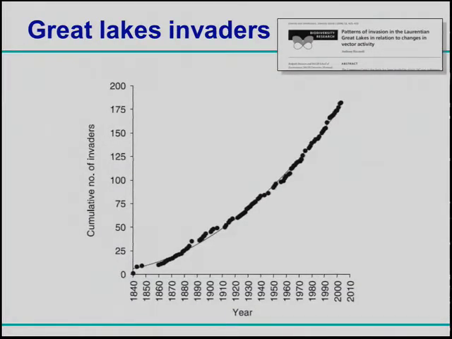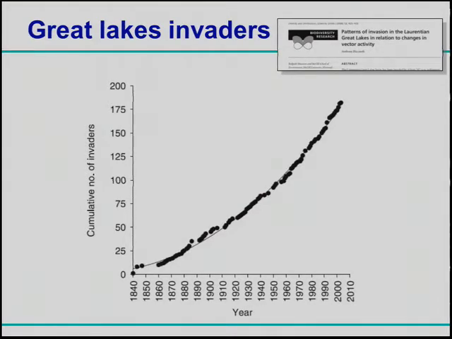The Great Lakes, from an aquatic standpoint, have a long history of aquatic invasive species introductions. This is a paper from a few years ago documenting the cumulative introduction of invaders in the Great Lakes going back to the 1840s. It's showing that over the years there are more and more things showing up.